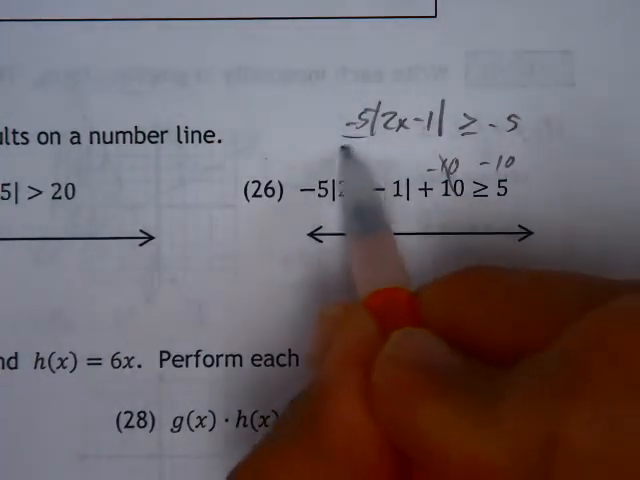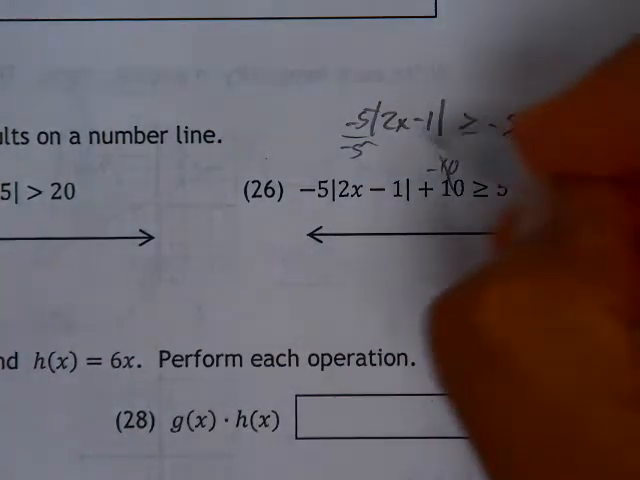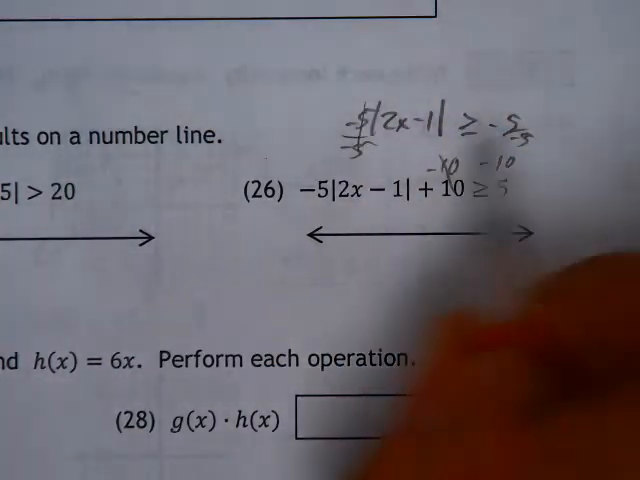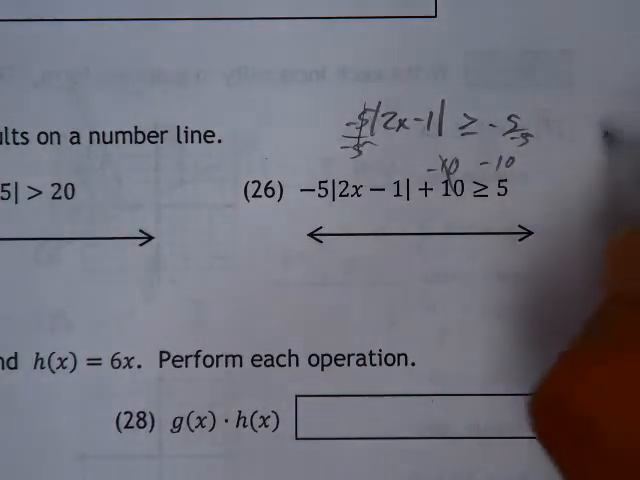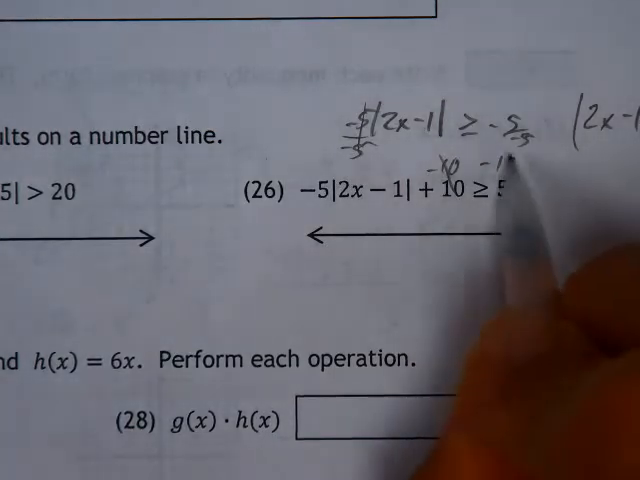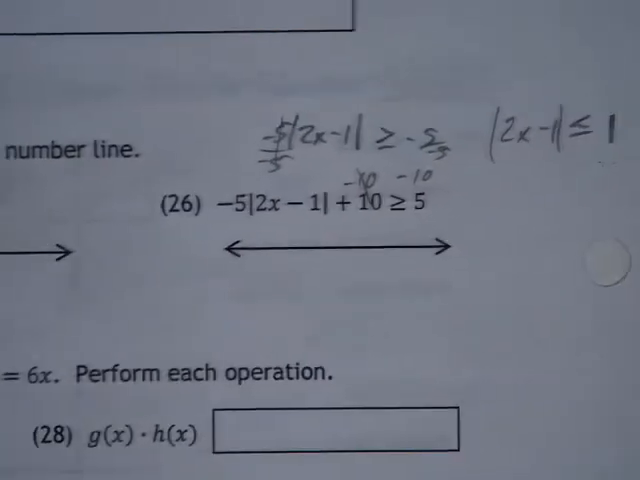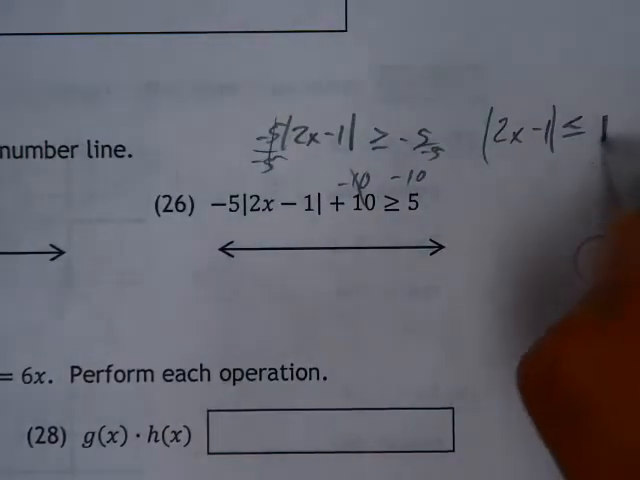We're going to divide by -5, both sides. But when we divide by a negative, remember, that arrow is going to turn around. And so I've got my 2x minus 1, the absolute value. That turns around because we divided by a negative, and a negative divided by a negative gives us a +1. Okay? So the +1 is on this side.